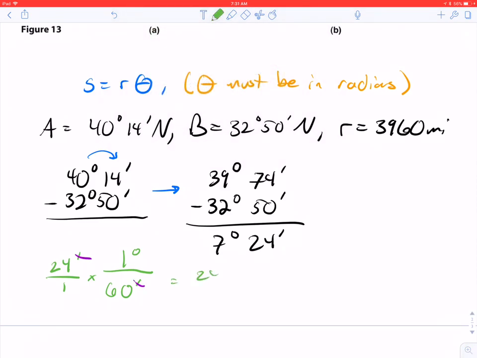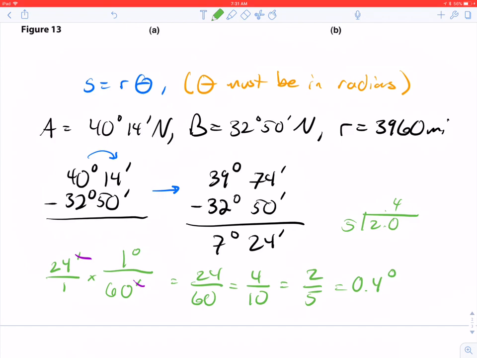So then we say 24 over 60. These are at least both divisible by 6, so you get 4 over 10. Then you can divide by 2 again, and you get 2 over 5. And then as a decimal, like if we did 5 into 2, you can do all this in your calculator, I'm just doing it by hand, 0.4. So this is 0.4 degrees.